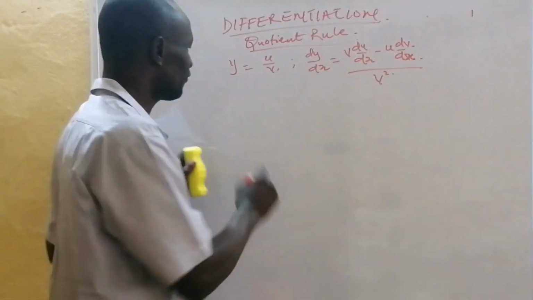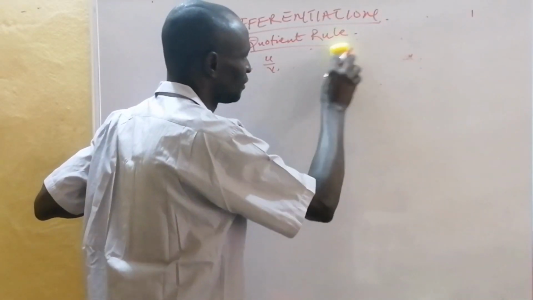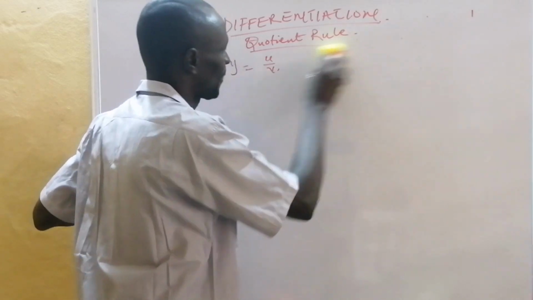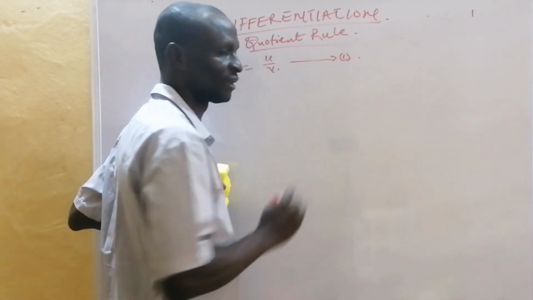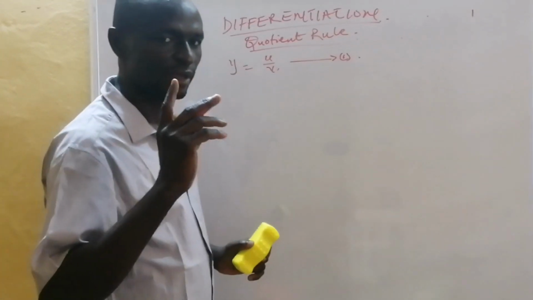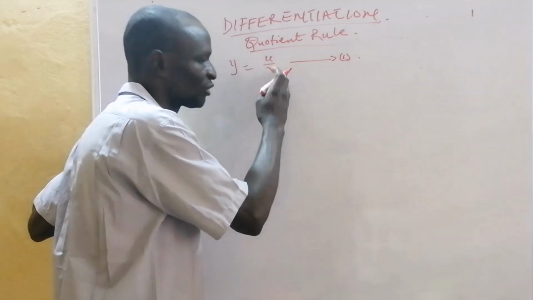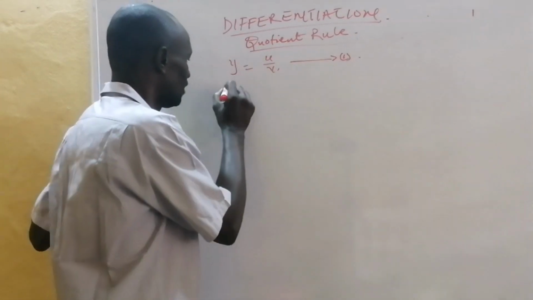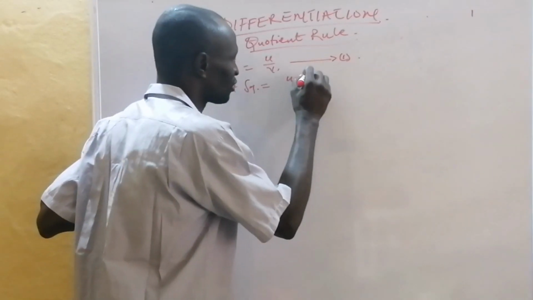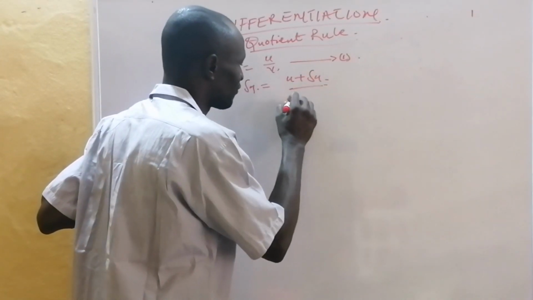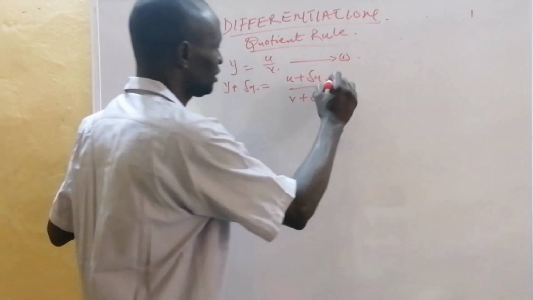Now, if y is equal to u over v, I would like to make this my first equation. Let's call this equation 1. Calculus says that a change in y will necessitate both a change in u and also a change in v. So y plus change in y will become u plus a change in u over v plus a change in v. Call this equation 2.